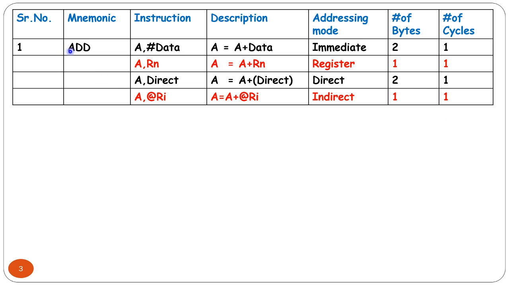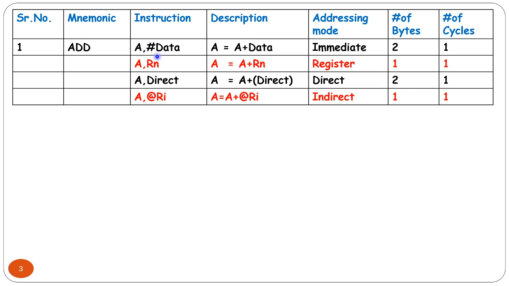Let us see the first instruction: ADD A, #data. This instruction belongs to immediate addressing. The immediate data is added to the accumulator and the result is stored in the accumulator register. The content of the accumulator is added to the immediate data, and after addition the result is stored in the accumulator. So this is an immediate addressing instruction.